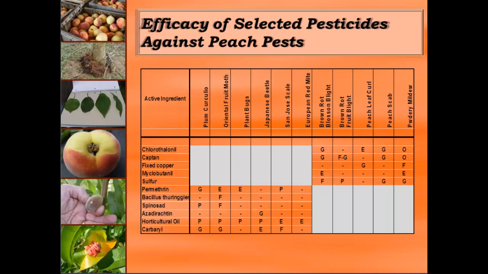Move over to peach scab. You have three options that are considered good. And for powdery mildew, you have three options, one excellent, one good, and one fair. So let's go ahead and look at some of these diseases and what your options and timing are.